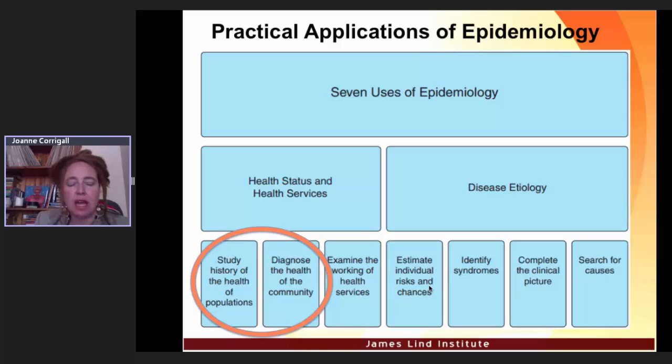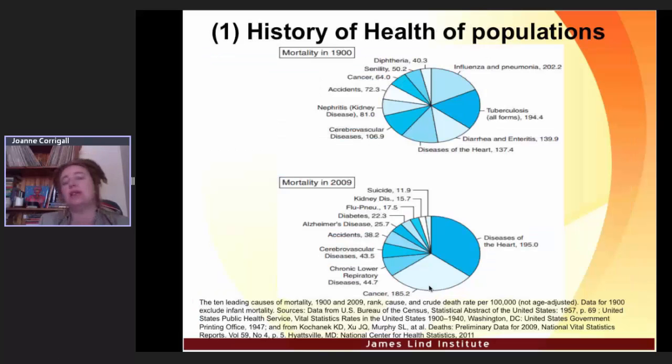So let's have a look now at how information on the history of health of populations is helpful. So this slide refers to mortality rates, and you can see that in the 1900s, this is from the United States, in the 1900s, the main causes of mortality were infectious diseases. So we see TB, diarrhea, influenza, and smaller amounts of heart disease, cardiovascular disease, cancers. So the chronic disease is not so prominent, and the infectious disease is very prominent. Jumping to 2009, we can see that in fact there's a complete switch around.